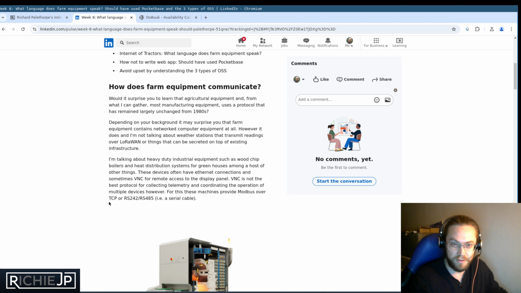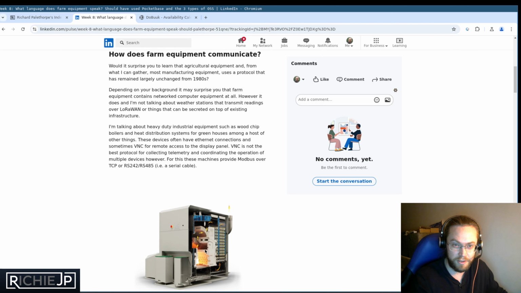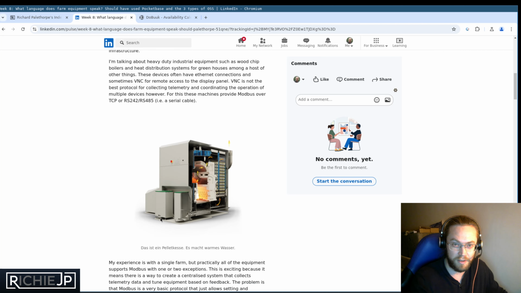So I'm talking about heavy duty industrial equipment such as wood chip boilers, which is what's pictured just there, and heat distribution systems for greenhouses, among a host of other things. Someone might have a boiler like this, an industrial scale wood chip boiler, and this will produce hot water or steam or whatever that's then used in a greenhouse, and there's a distribution system for the heat it produces, and there's actually multiple systems and devices linked together here to do this work.